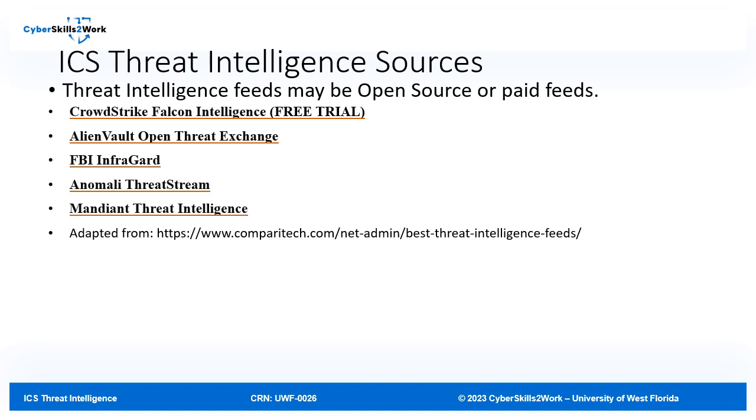Anomali ThreatStream. This aggregator service consolidates threat intelligence feeds from multiple sources down to one. The service uses AI to filter out false positives and irrelevant warnings. Mandiant Threat Intelligence. This threat intelligence service is highly respected and offers regular feeds in various formats, including reports for analysis and inputs for software. Information covers both indicators of compromise and tactics, techniques, and procedures, TTPs. There is a free version of this service.